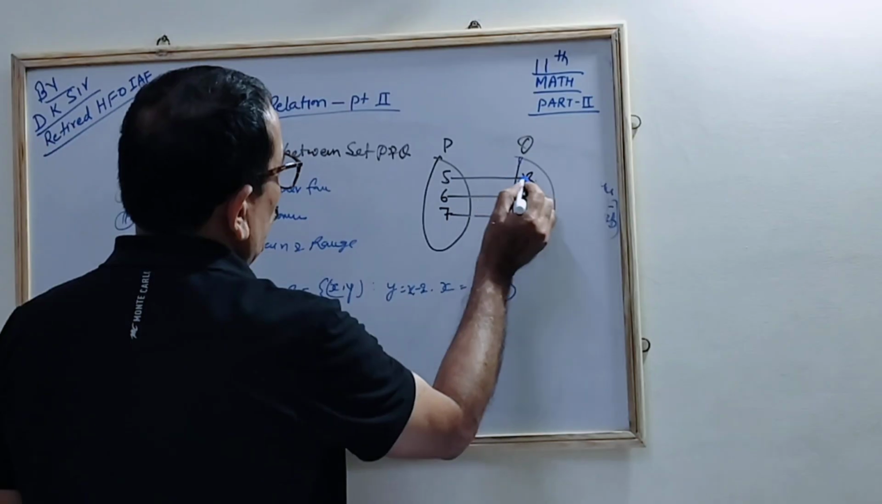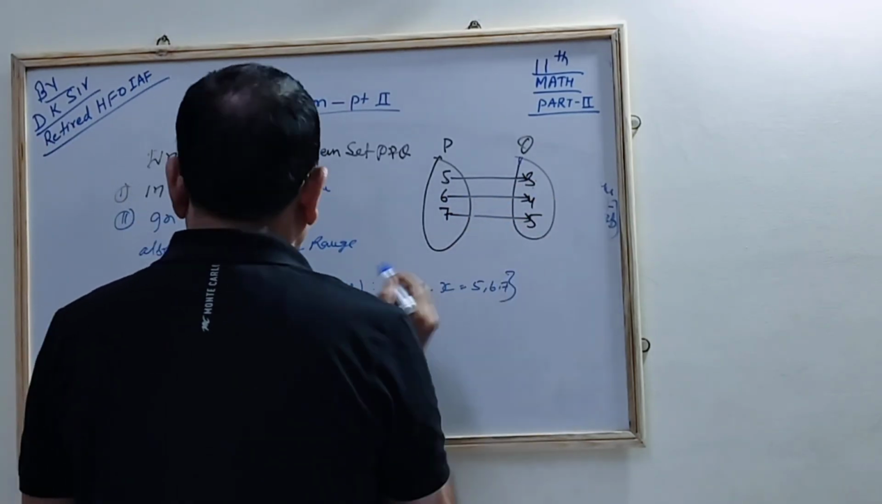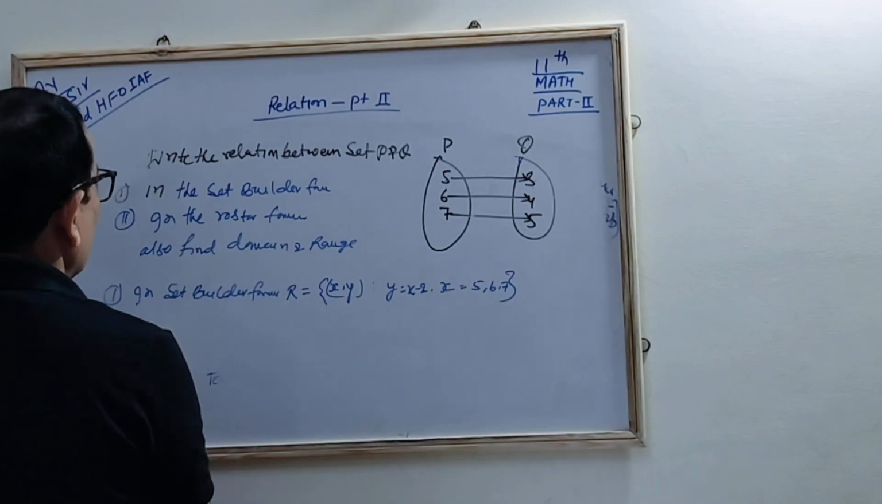5 minus 2 is equal to 3. 6 minus 2 is equal to 4. 7 minus 2 is equal to 5. And the next is the roster form.